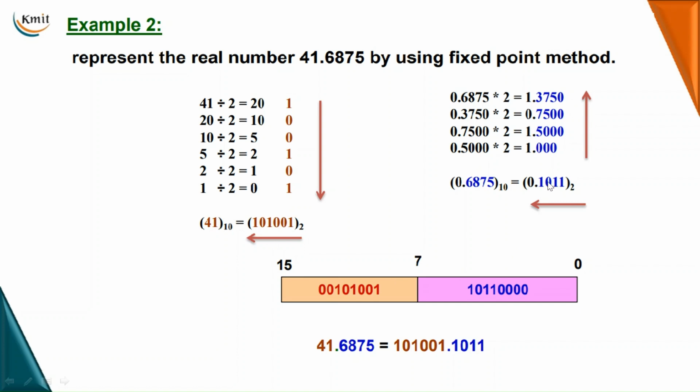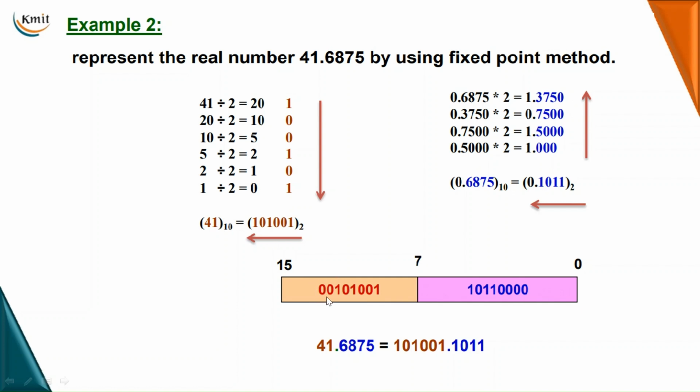Similarly, here I have only 4 digits in the binary equivalent, so I am adding zeros on the LSB side. So I am making it 10110000. Together it becomes 101001.1011. Normally we can add these two and write it here, but if you want to represent it in an 8-bit format, integer part separately and fractional part separately, you can add zeros like this.